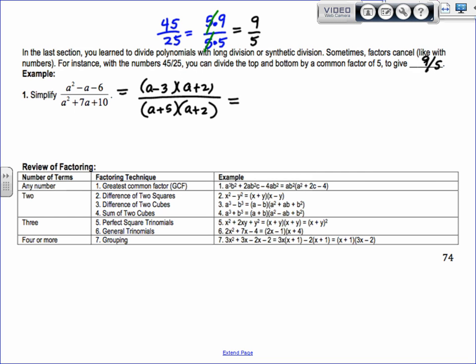So we have a common factor on the top and the bottom. We have a plus 2, so we cancel it out. So we end up getting a minus 3 over a plus 5. That is your answer.